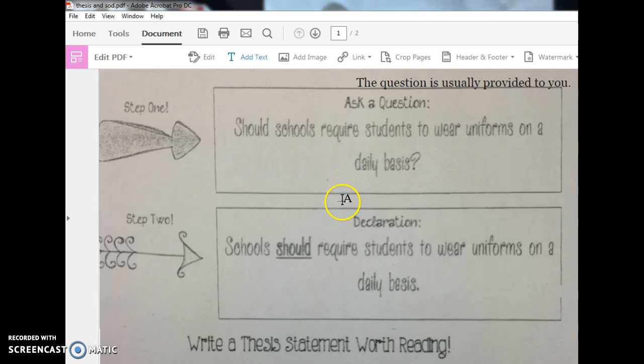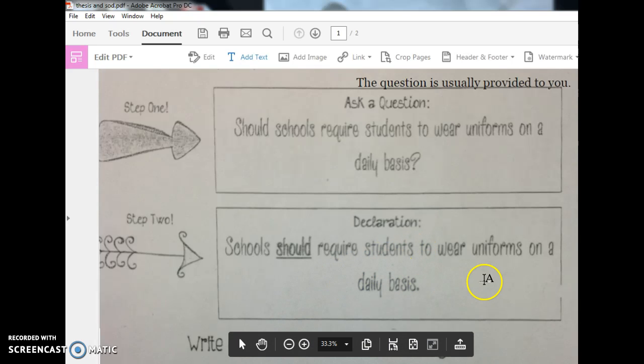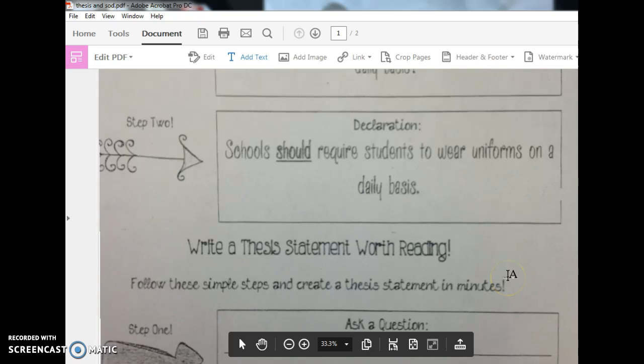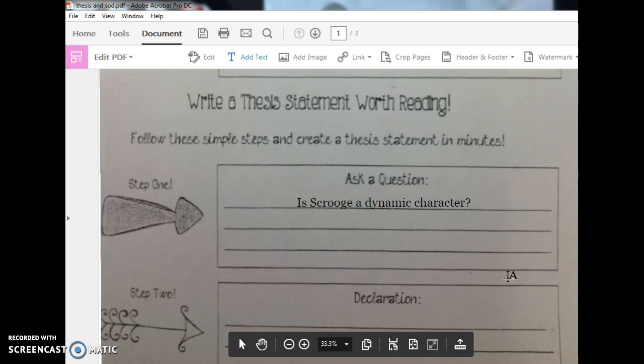In order to write your thesis statement, you are going to turn the question into a declaration. So for this example, I said schools should require students to wear uniforms on a daily basis. It's that simple. So if we practice now, we have the question that's being asked on our essay.